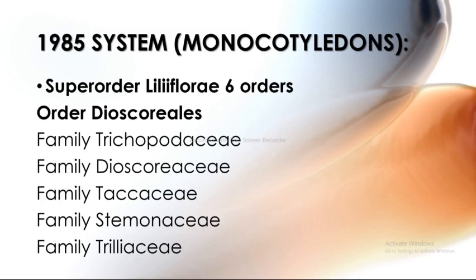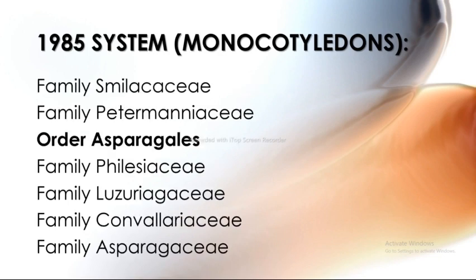So the order Dioscoriales includes the families Trichopodaceae, and the family is the Dioscoriaceae. Next family is Takeaceae. Next family is the Monaceae, and the next family is Triliaceae. Next family is Smilacaceae. Next family is Petermaniaceae. So the next order is the Asparagales, and this Asparagales includes the Felicaceae, Luzori, Agaceae. Next family is Convolvulaceae, and the next family is Asparagaceae.